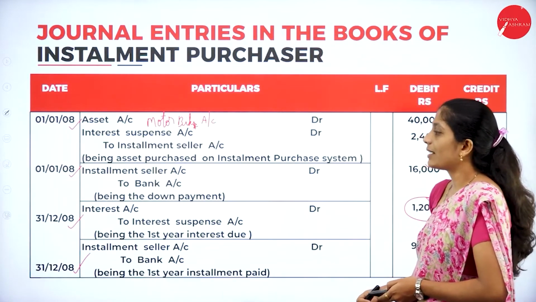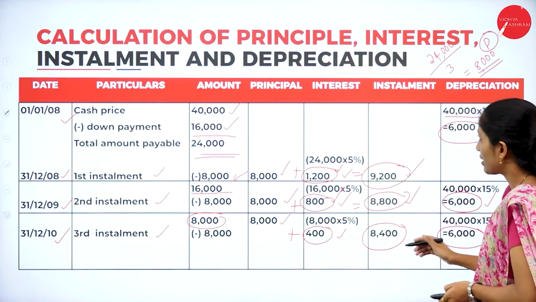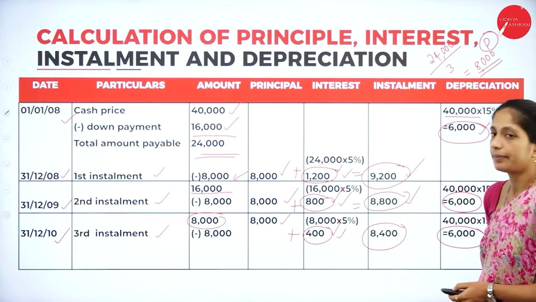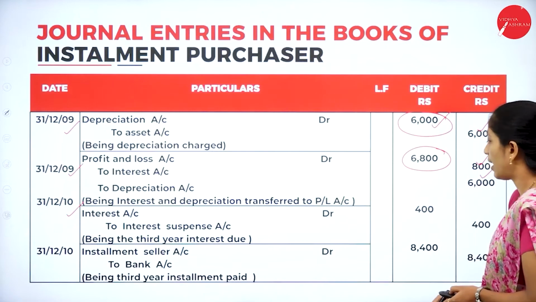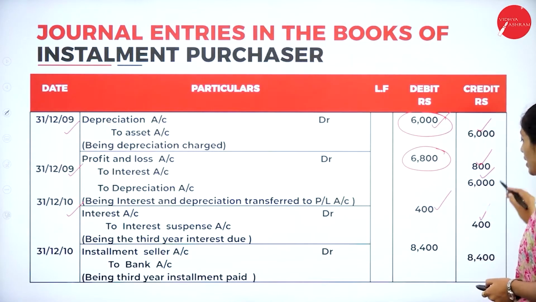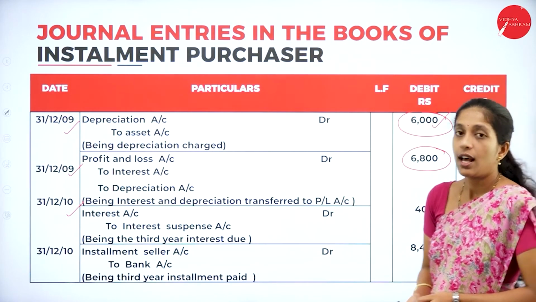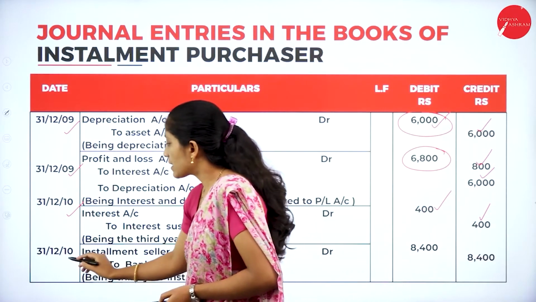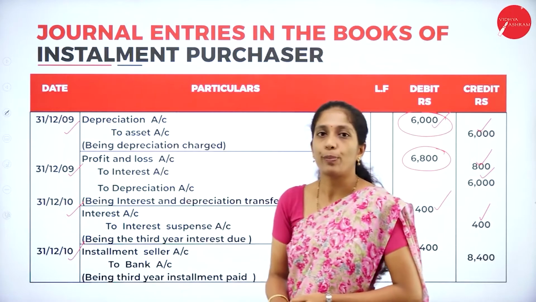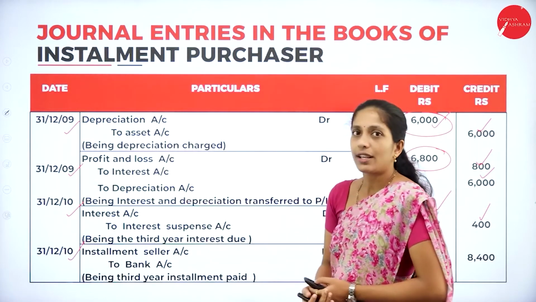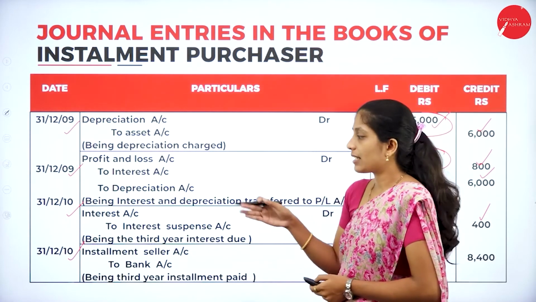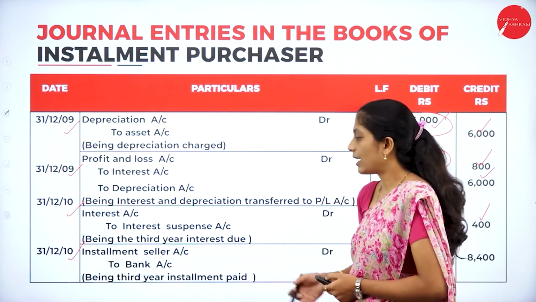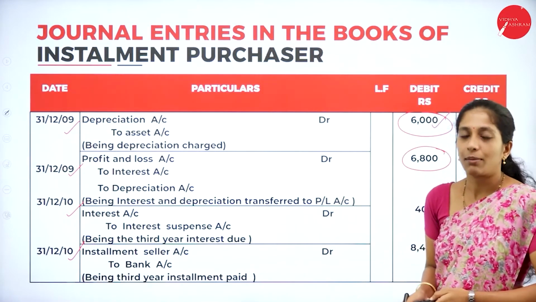Now what is the third year interest? It is 400. So record that amount, 400 in the debit and 400 in the credit. Next is for what? Installment paid. So what is the entry? Installment seller account debit to bank account. Your date will be the end of the third year, that is 31/12/2010, being third year installment paid.